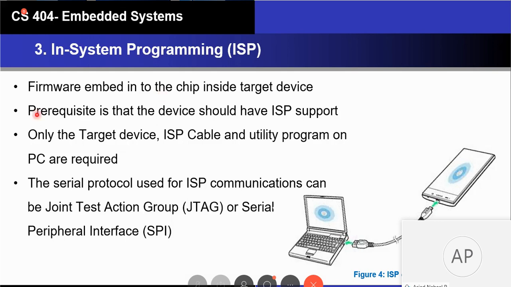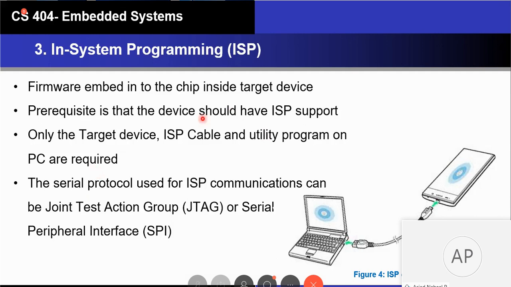But in this case, there is a prerequisite: the hardware should have support for ISP. ISP stands for in-system programming support. So if you need to use this method, the hardware design phase needs to consider this kind of support. The advantage is that only three things are needed: the target device, a cable to connect the target device to the PC, and a PC running a utility program. With this method we can update firmware anytime a new update comes.